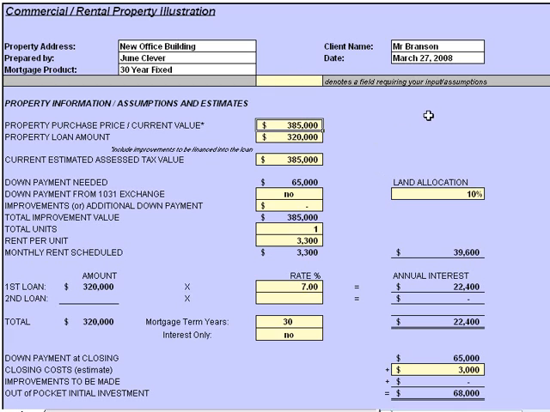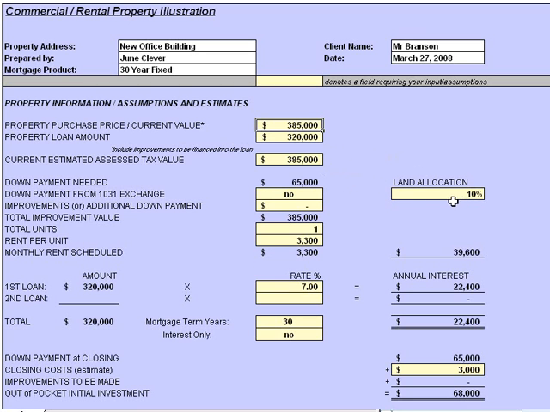He's purchasing a property for $385,000. That's the purchase price or current value. The property loan amount he anticipates borrowing is $320,000. The current value is $385,000. He believes he's paying what he believes to be the value of the property. You'll notice that numbers start calculating as you go through the process. So we now know that there's a down payment of $65,000 that's needed.